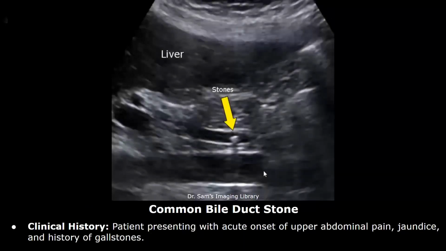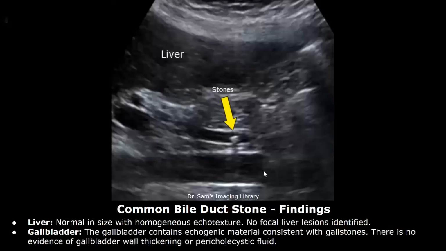Now we have a report of common bile duct stone. Clinical history: patient presenting with acute onset of upper abdominal pain, jaundice, and history of gallstones. The liver is normal in size with homogeneous echo texture. No focal liver lesions identified. The gallbladder contains echogenic material consistent with gallstones. There is no evidence of gallbladder wall thickening or pericholecystic fluid.